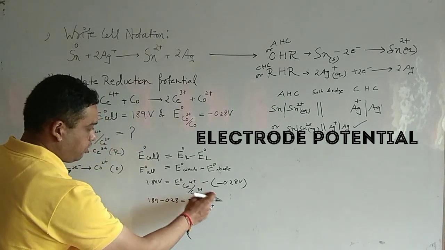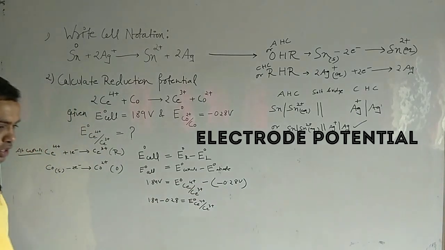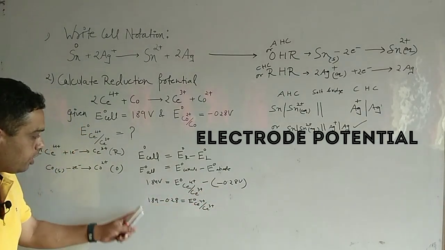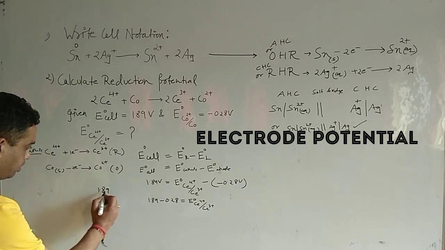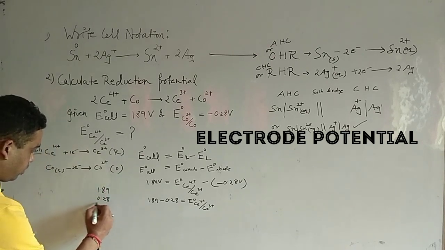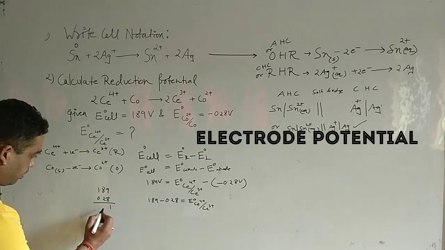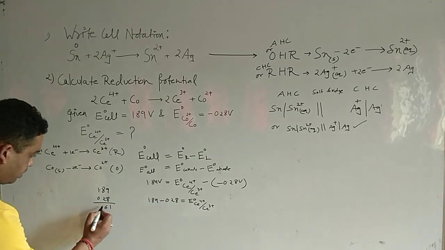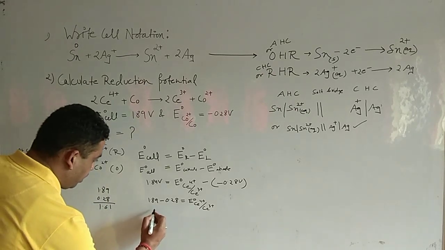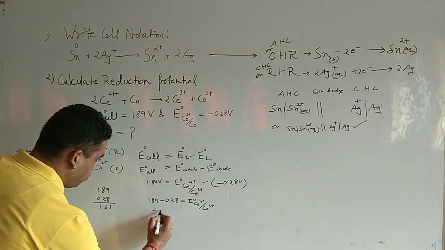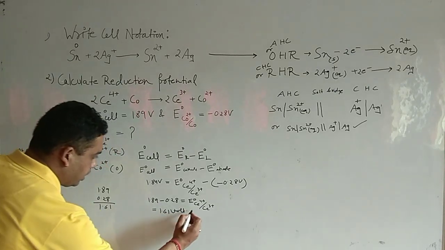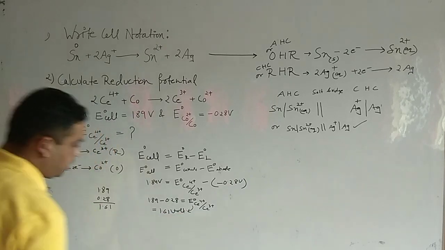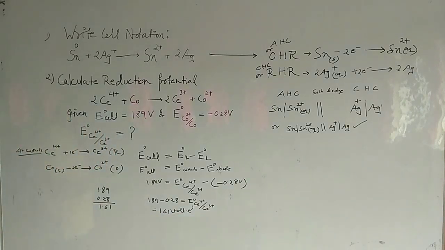After opening the bracket, minus minus will become positive, and when this positive comes to the other side it becomes negative. If you subtract 0.28 from 1.89, the value comes out to be 1.61 volt. So this is your value, 1.61 volt. This is how you can solve such kinds of numericals.